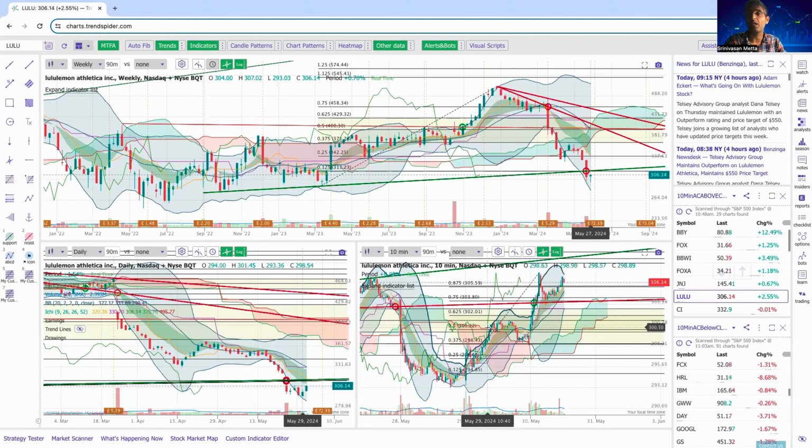But the key here, guys, is that you have to enter at the right price. The right price is always close to the EMA cloud. If you are not close to the EMA cloud, the risk is more. That means you are risking more for the reward that you're getting.